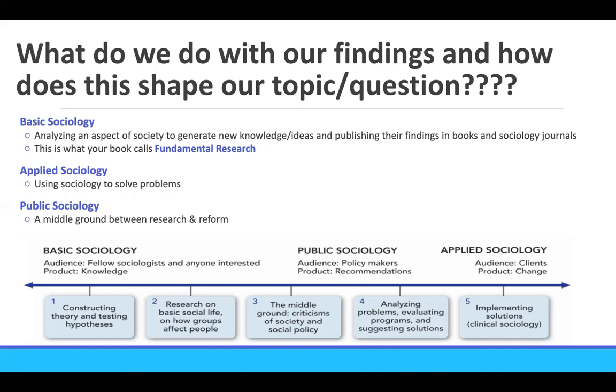Public sociology is somewhere in the middle between pure research and reform. Public sociologists maybe are not contributing directly to social change, but they are constructing knowledge around topics that are perhaps pertinent to social conditions and social change.